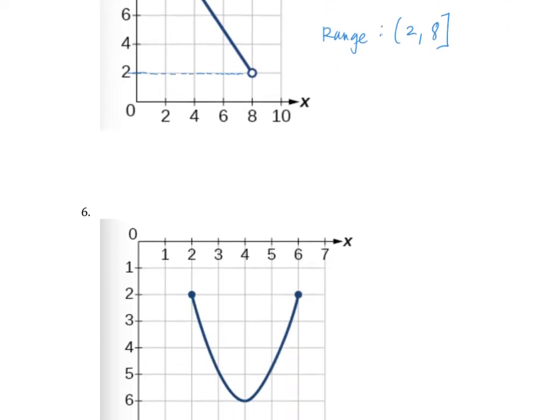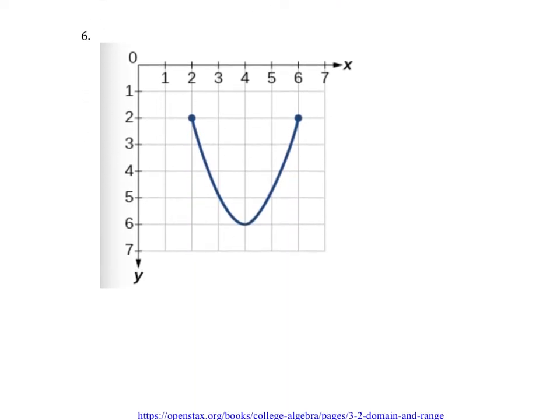All right, let's look at the next one. So same thing, domain and range. So domain first. Remember, domain is left to right because that's smallest to largest. So the leftmost dot or value I see is here. That corresponds to an x value of 2. Since it's a closed circle, it gets a bracket. The furthest right I see is this dot, and that corresponds to an x value of 6. Since it's a closed circle, it gets a bracket. And that's my domain.